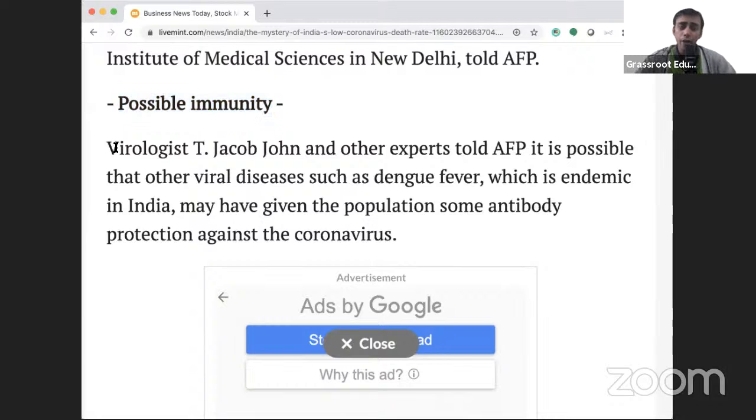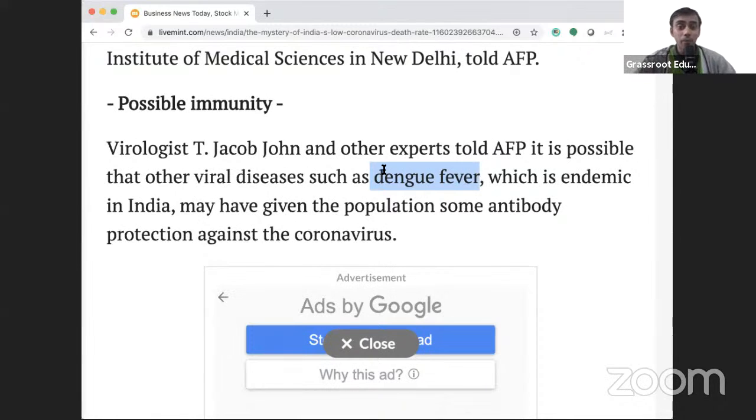Virologist T. Jacob John and other experts told AFP it is possible that other viral diseases, such as dengue fever, which is endemic in India, may have given the population some antibody protection against the coronavirus. Endemic means commonly found. So because in India, a lot of people have been affected by other diseases and have developed these antibodies, probably these antibodies are now fighting against the coronavirus too.